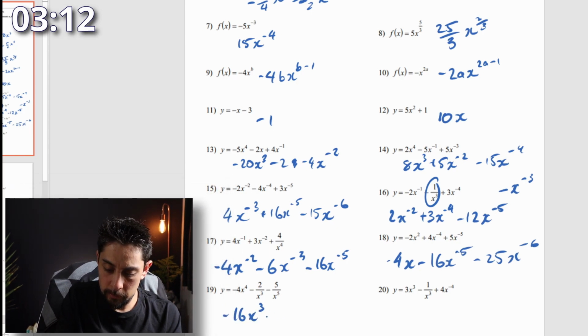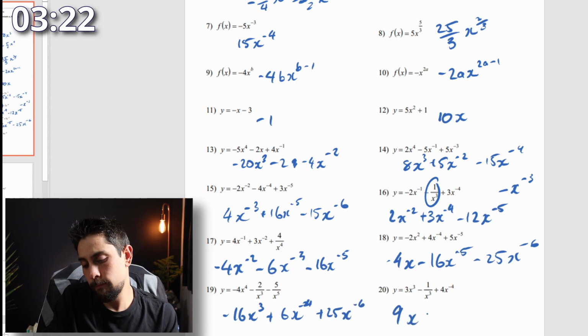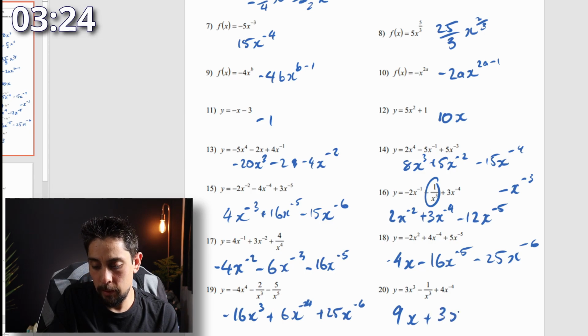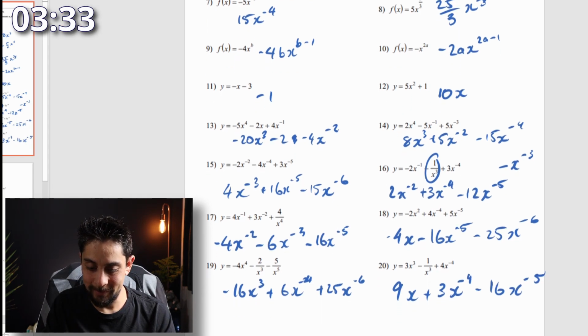-16x to the 3 plus 6x to the -4 plus 25x to the negative 6. 9x plus 3x negative 4 minus 16x negative 5. Cool. Next. Where's my mouse gone now?